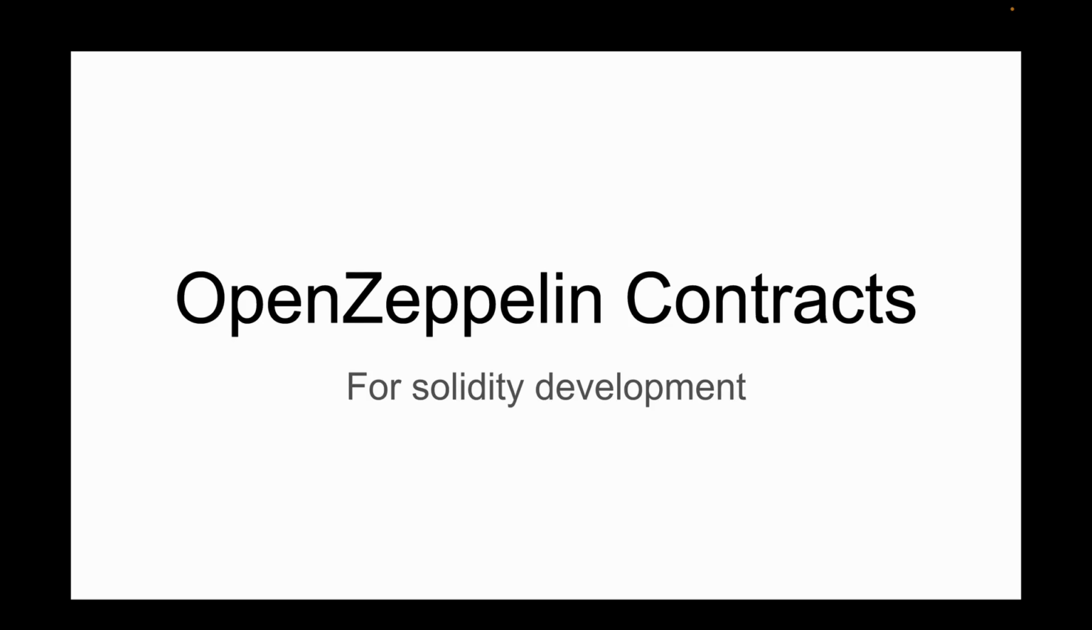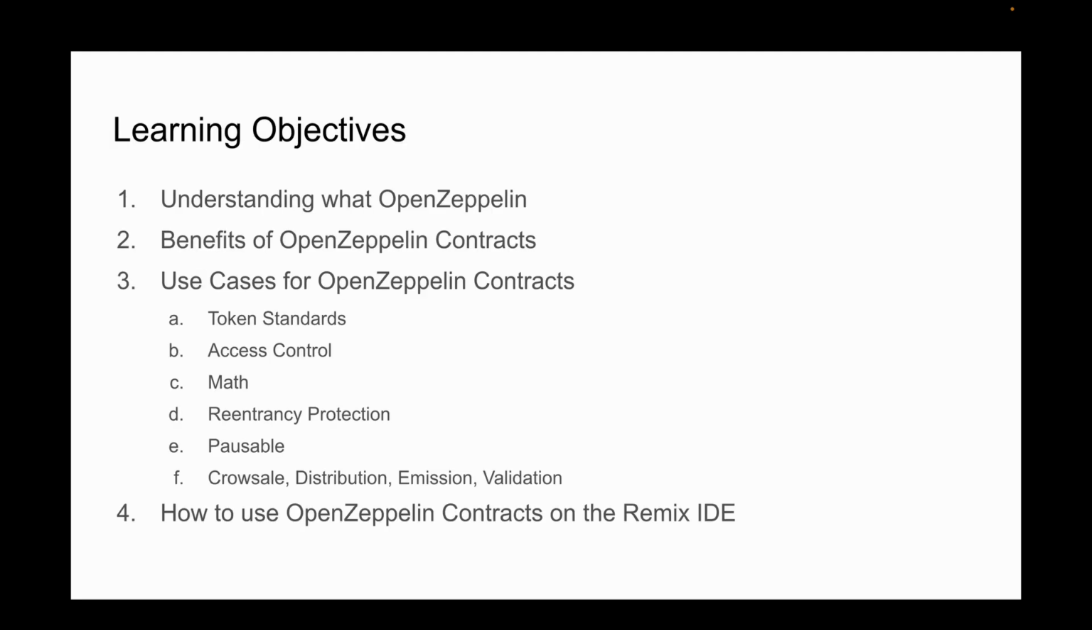In today's video, we are continuing our series on building a real-world crowd sale on the Binance Smart Chain. This is the third part of the series, and it will focus on using OpenZeppelin contracts for Solidity development. In this video, we will cover the following topics.